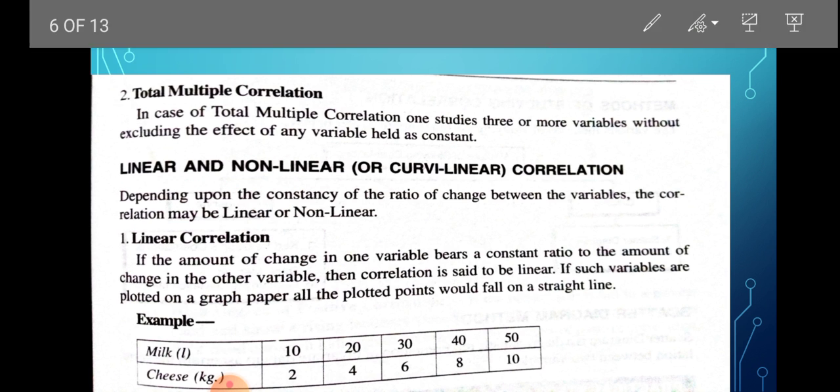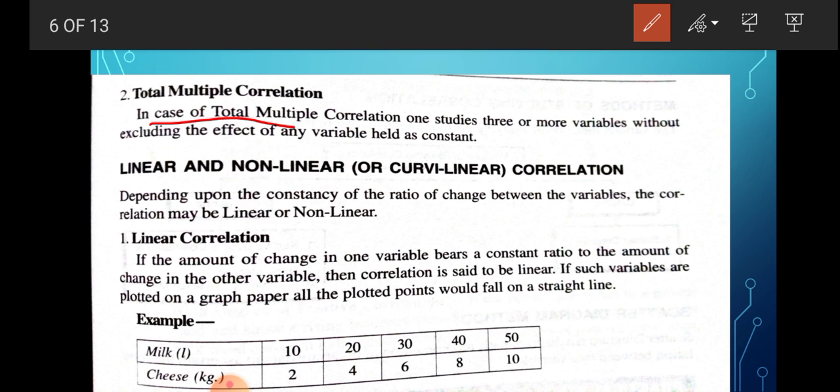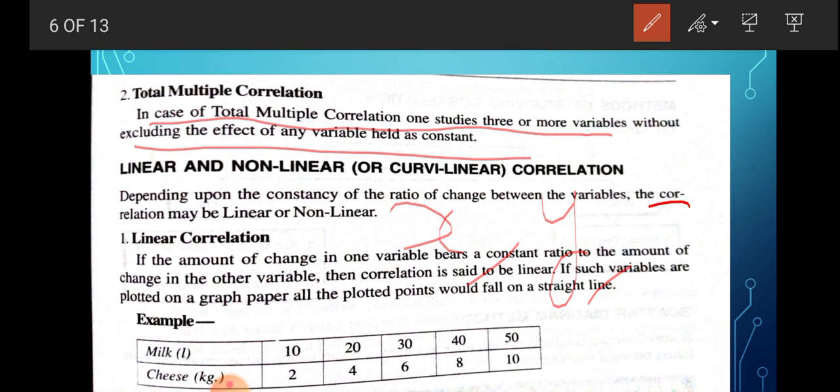Next is total multiple correlation. In case of total multiple, one studies three or more variables without excluding the effect of any. Means we cannot exclude the effect of the other one. All three variables are very important, and all three are responsible for giving a result. So this kind of correlation is known as total multiple correlation.